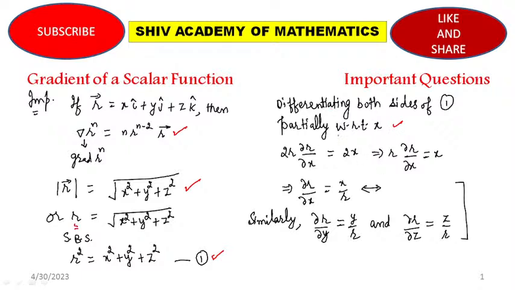So when we differentiate this one both sides partially with respect to x, what do we get? Derivative of this r square with respect to x is what? Derivative of r square is 2r, then we apply the chain rule because r is also a function of x. So we get 2r del r by del x. And on the right side, derivative of x square is 2x because y and z are constants, so derivative of y square as well as z square is 0.